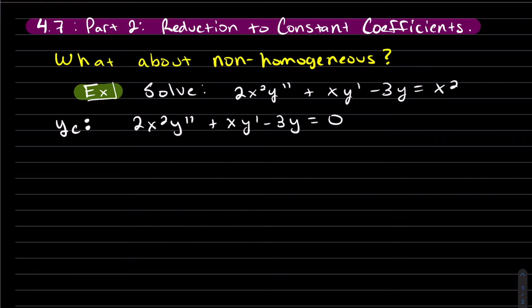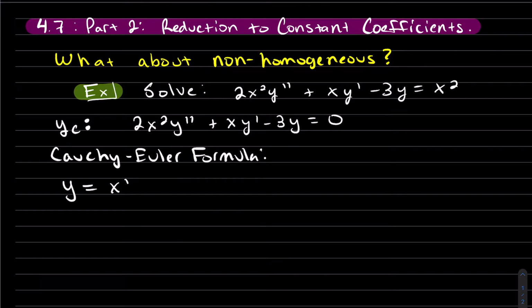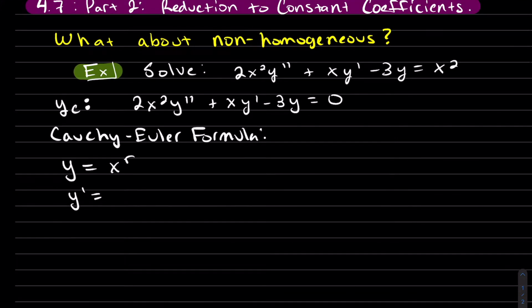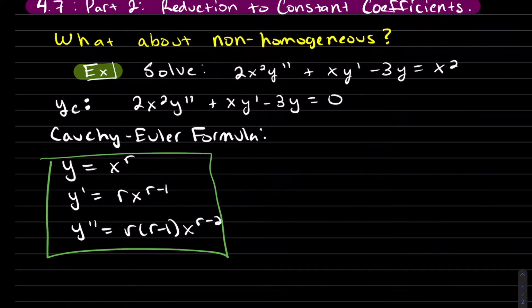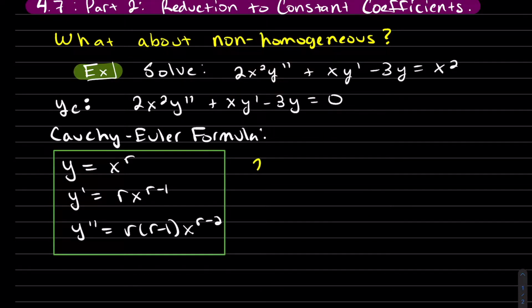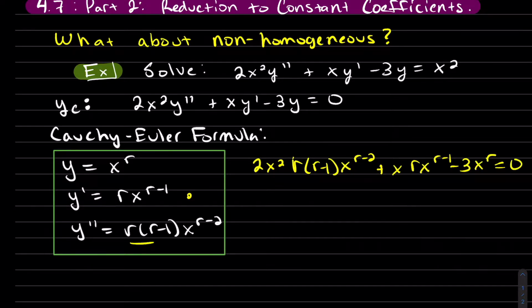We will use the Cauchy-Euler formula. So we set y equal to x to the r and take the first and second derivative to plug it in there. So the y double prime, the y prime right here, minus 3y, which is x to the r, equals 0.